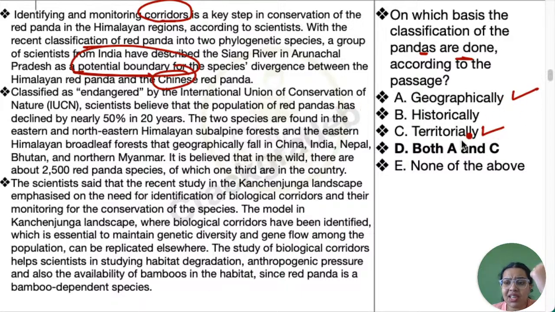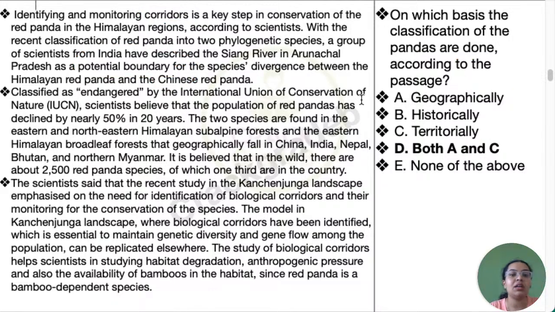territorially and geographically are almost synonyms. Based on territory, based on a specific place means territorially, territory wise, and that's why A and C both were your answers. I hope this is clear to all of you. Yeah, good.